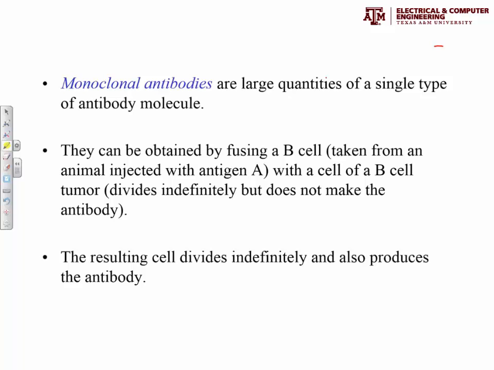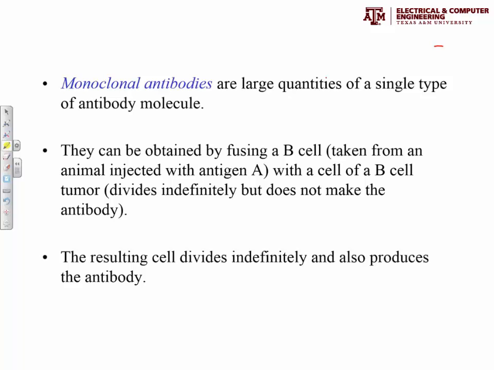Now, monoclonal antibodies are large quantities of a single type of antibody molecule, right? If you want a large amount of a particular antibody, how do you produce that? You can fuse a B cell, which is taken from an animal injected with antigen A. If you injected the animal with antigen A, then the B cell will have the antibody corresponding to A on its surface, right?